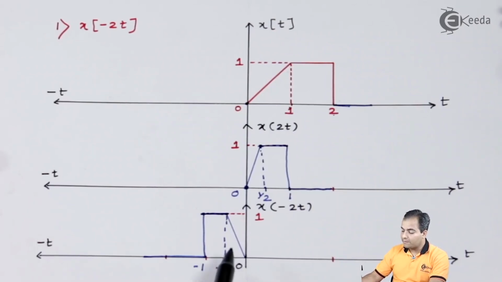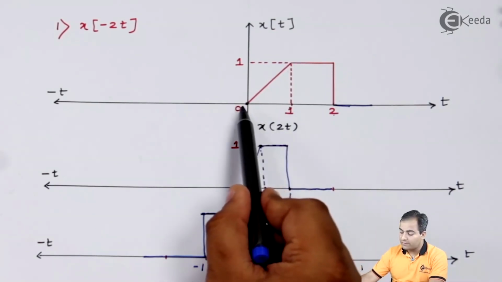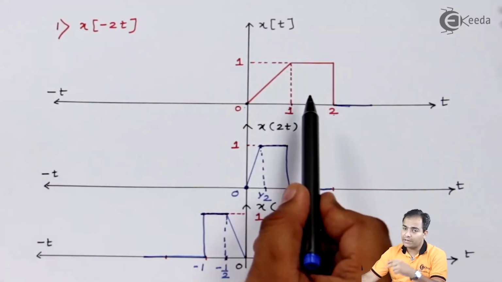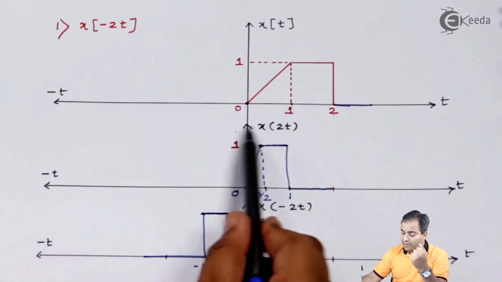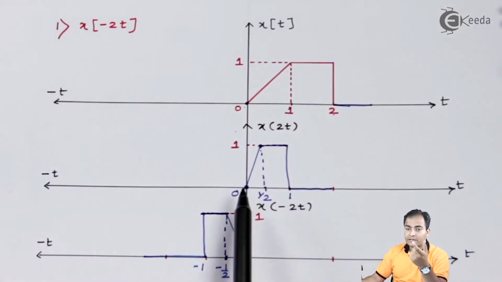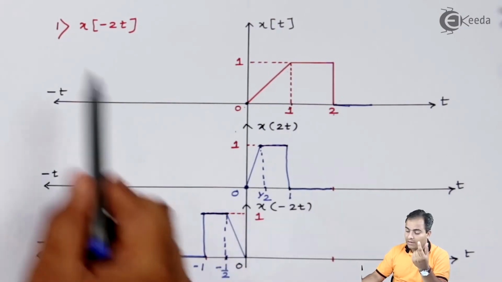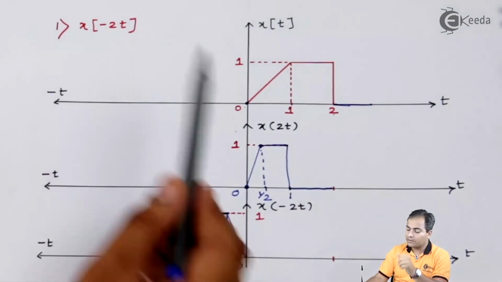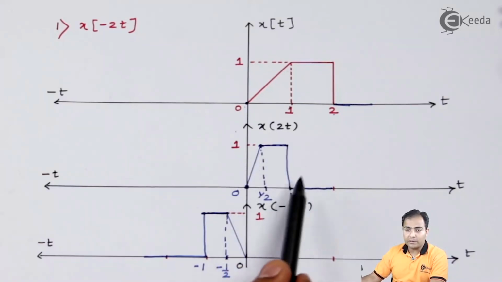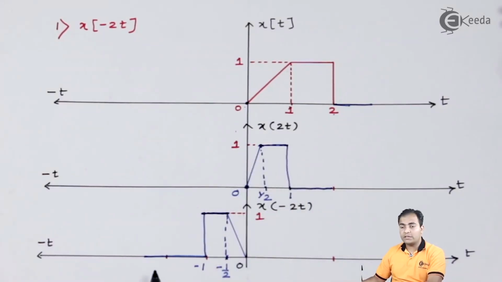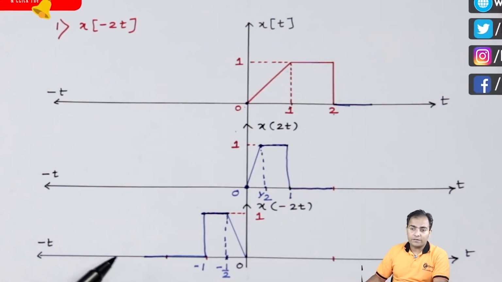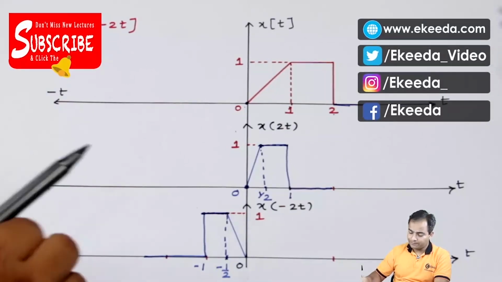Your graph is compressed, as the original graph is in between 0 to 2 having time period 2, but after performing the time scaling operation your graph width is reduced by 1, and after performing the time folding operation whatever graph was present on the right hand side is now shifted towards the left hand side. Now we will solve the second part of this question, that is x of t minus 1 multiplied by 2.